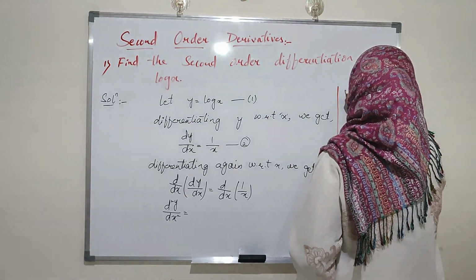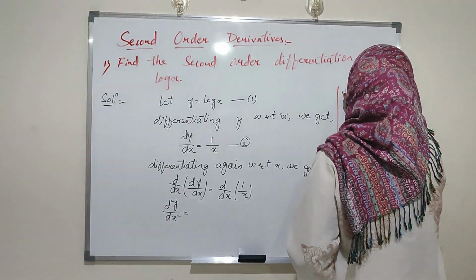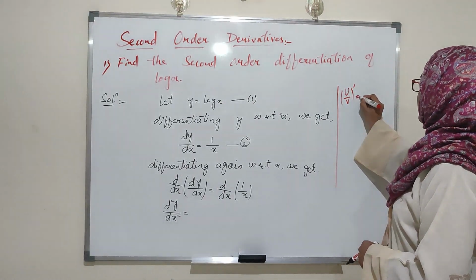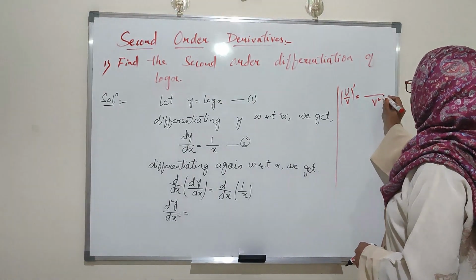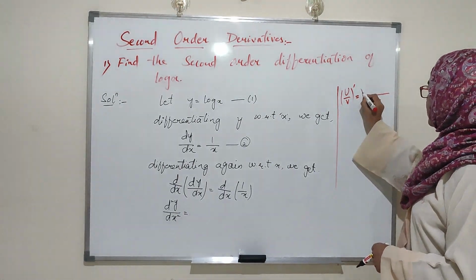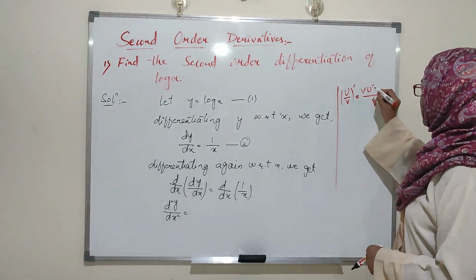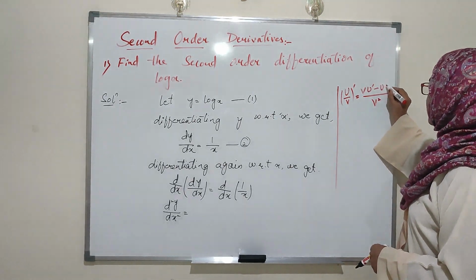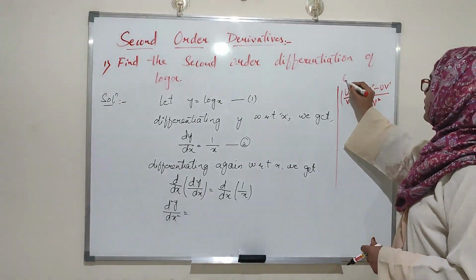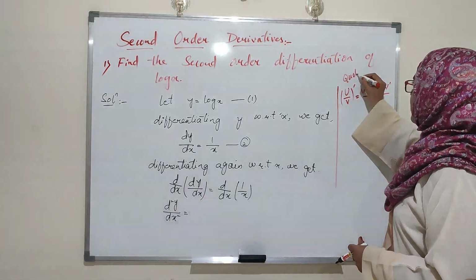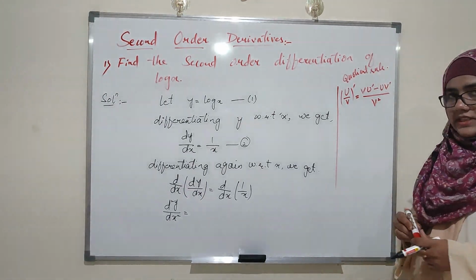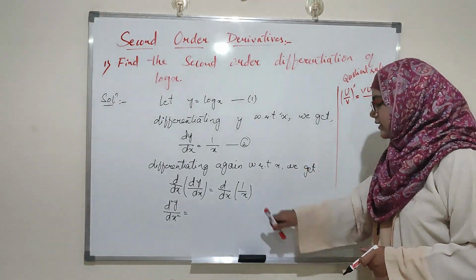Quotient rule is, we know that differentiation of u by v is, v square, first keep v as it is, differentiation of u, minus u as it is, differentiation of v. This one is known as quotient rule, and I am using this rule here.